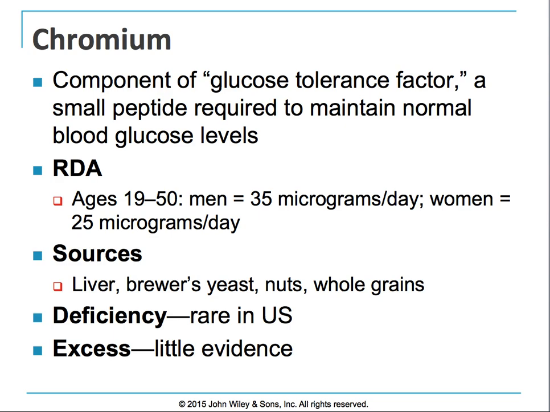Next, trace mineral, chromium. It's a component of glucose tolerance factor, which is a small peptide required to maintain normal blood glucose levels. The RDA for chromium in ages 19 to 50, for men, is 35 micrograms per day, and women, 25 micrograms per day. Sources of chromium include liver, brewer's yeast, nuts, and whole grains. Deficiency in chromium is rare in the U.S., and there is very little evidence of any issues from excess.